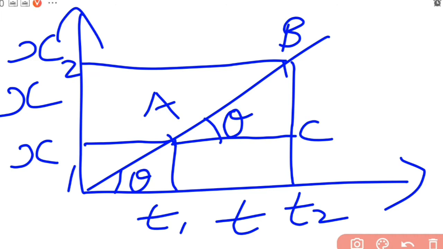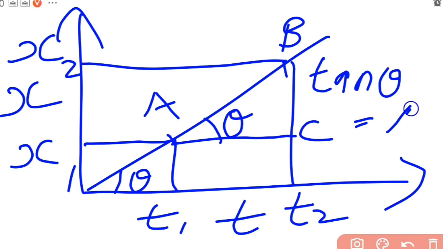So from this triangle, what will be tan theta? Tan theta will be equal to the opposite side by the adjacent side, isn't it? So tan theta is BC divided by AC.